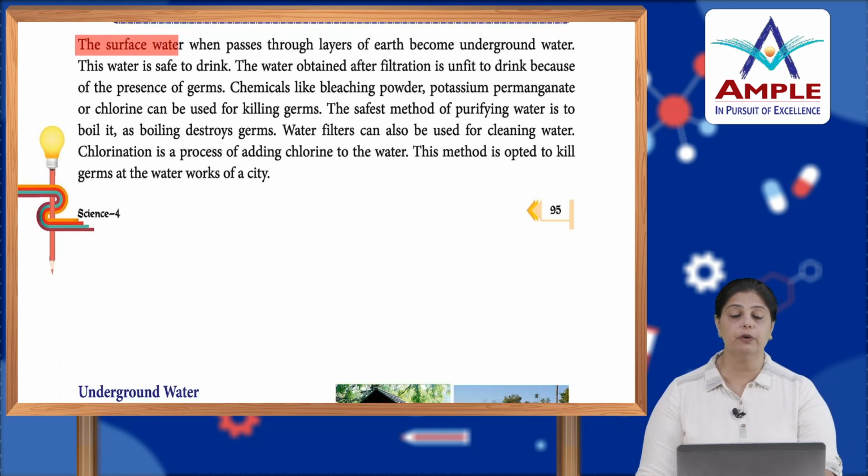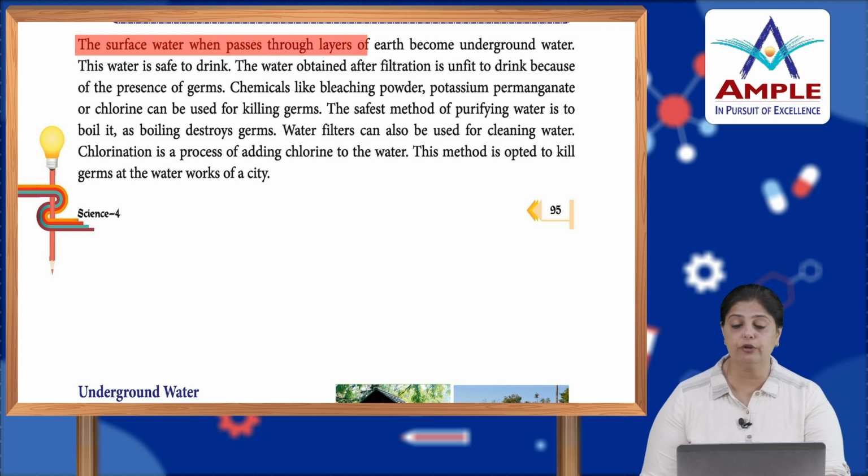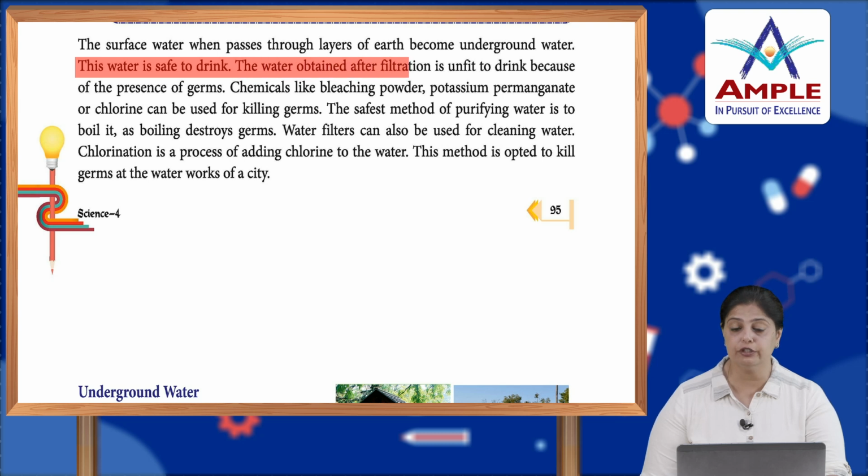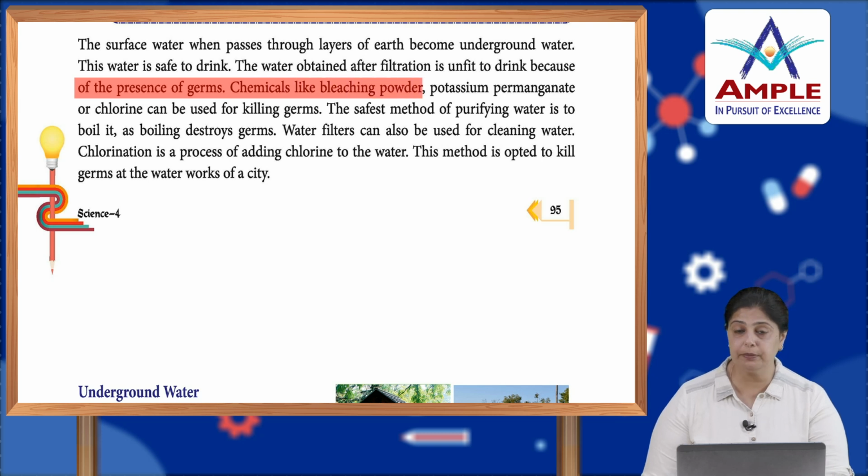Now, surface water, when it passes through layers of earth, becomes underground water. This water is safe to drink. The water obtained after filtration is unfit to drink because of the presence of germs. Chemicals like bleaching powder, potassium permanganate or chlorine can be used for killing germs.